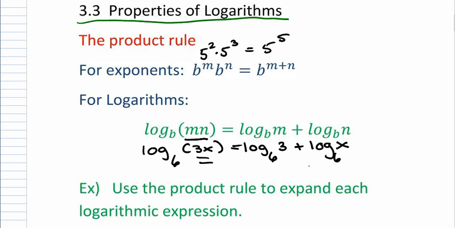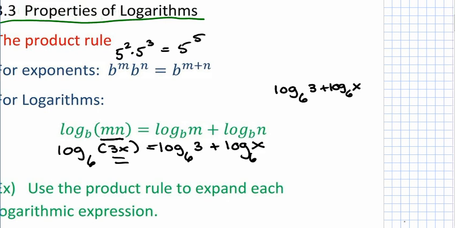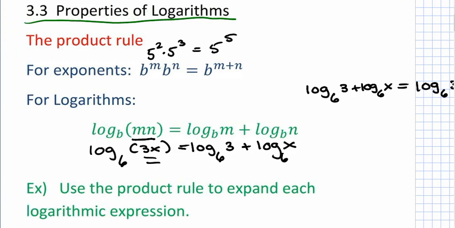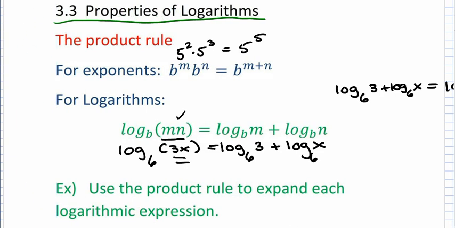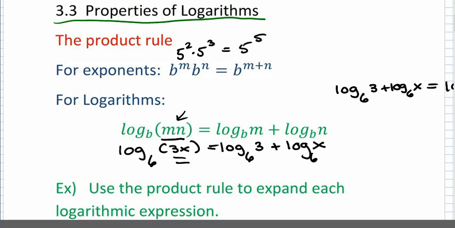And it works vice versa. For example, if you had log base 6 of 3 plus log base 6 of x, you could condense it into log base 6 of 3x. So it works both ways. If you're multiplying here, then you can split it up into addition, and if you have addition like this, you could condense it into multiplication.